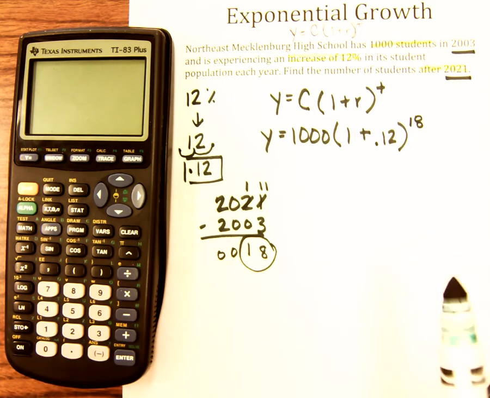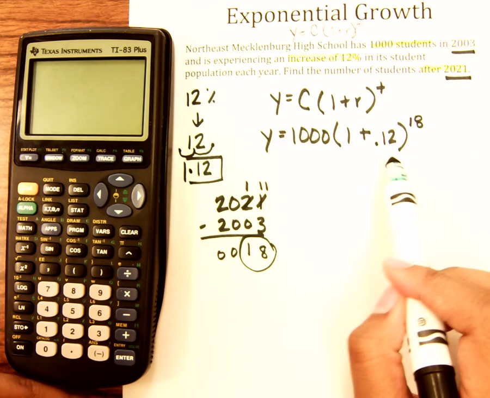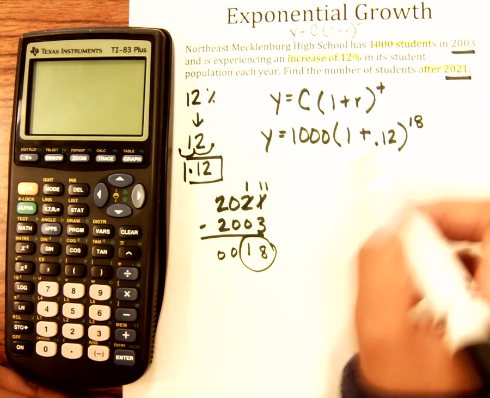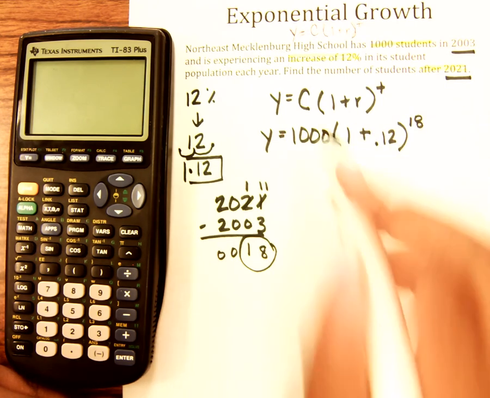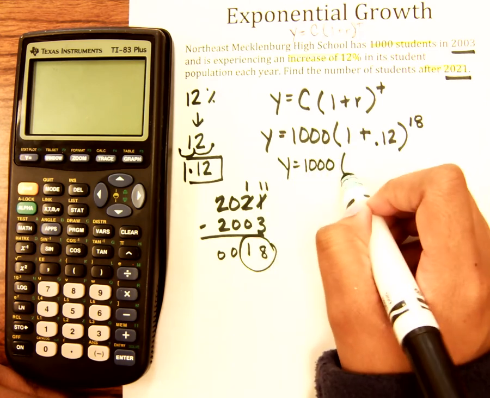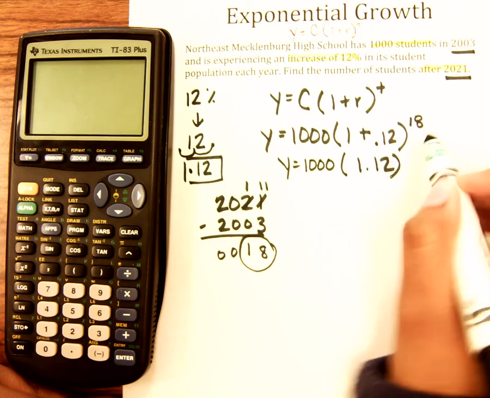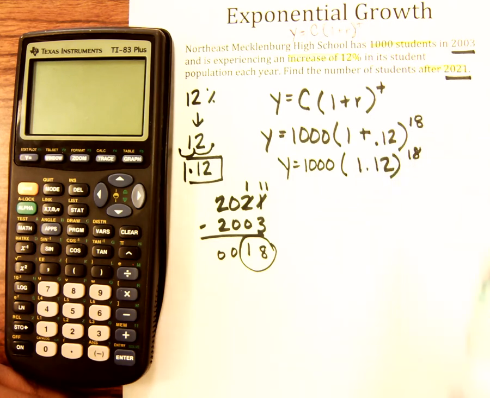Now, luckily for us, this is a calculator active problem on the EOC, so you can use a calculator. But before I put this in a calculator, I would like to combine like terms, or to combine what I see here in the parentheses. So I have y equals 1,000. 1 plus 0.12 is 1.12 raised to the 18th power. Now this will be a little bit easier to put into the calculator.